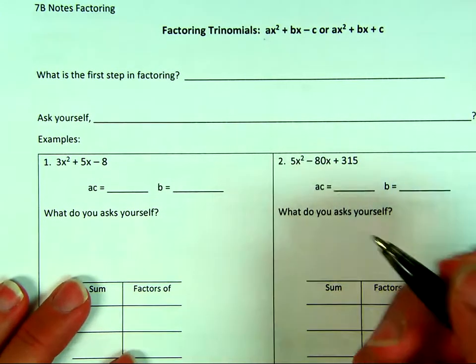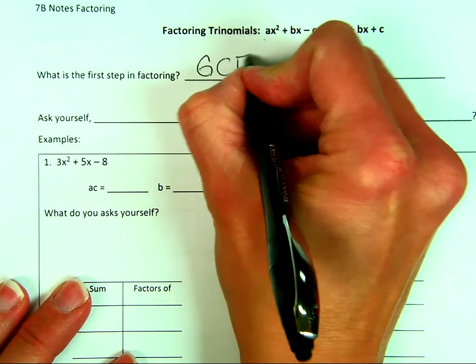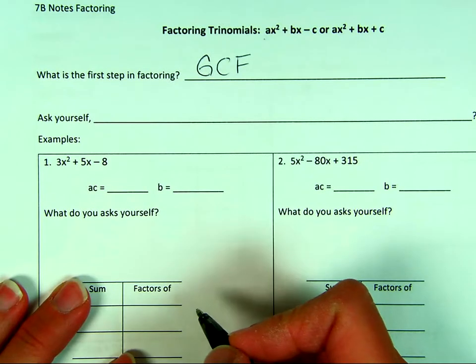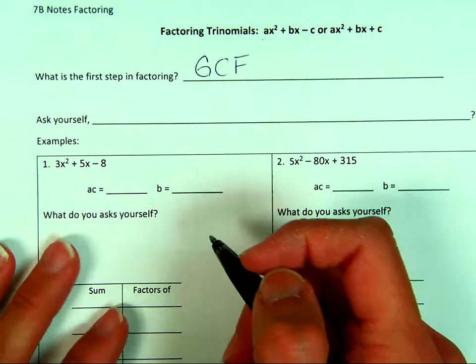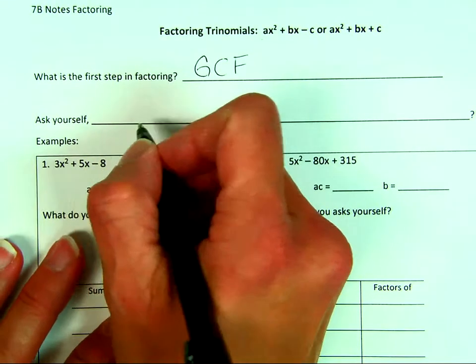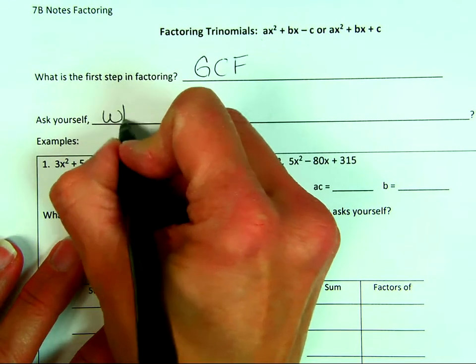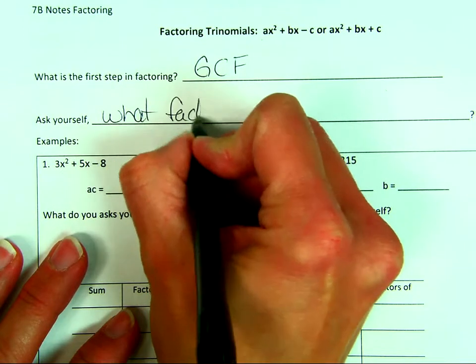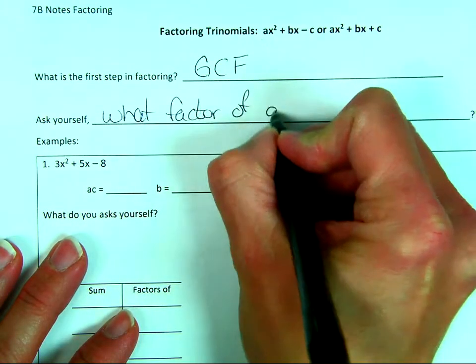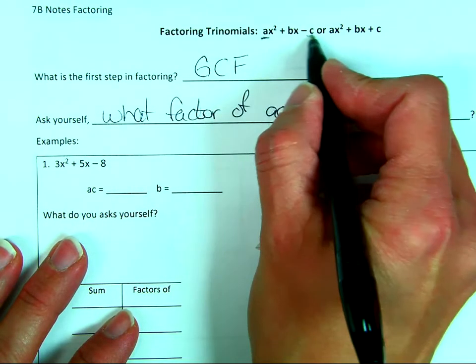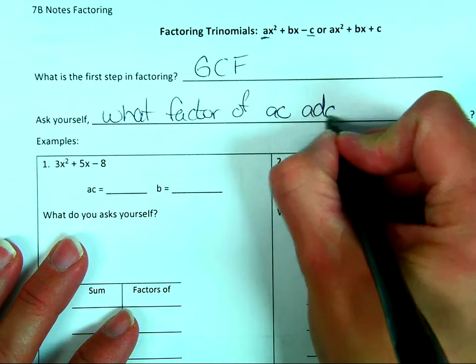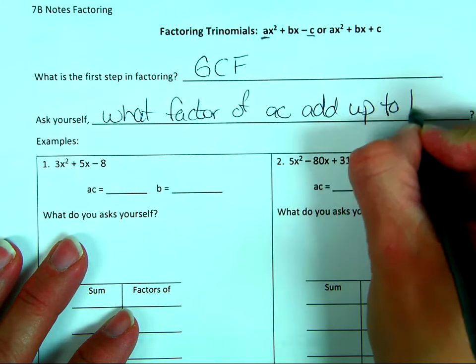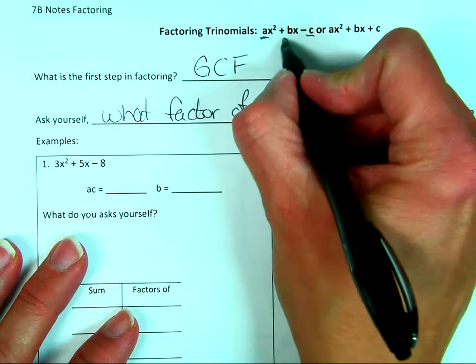But we always have to remember that our greatest common factor is the first step in factoring. Always look to see if it has a greatest common factor. And if it does, you must factor it out first. And then every time we factor something, we're going to ask ourselves, what factors of AC, that's this number multiplied by this number, including the signs in front of them, add up to B, and that's going to help us factor. So B is that number right there.